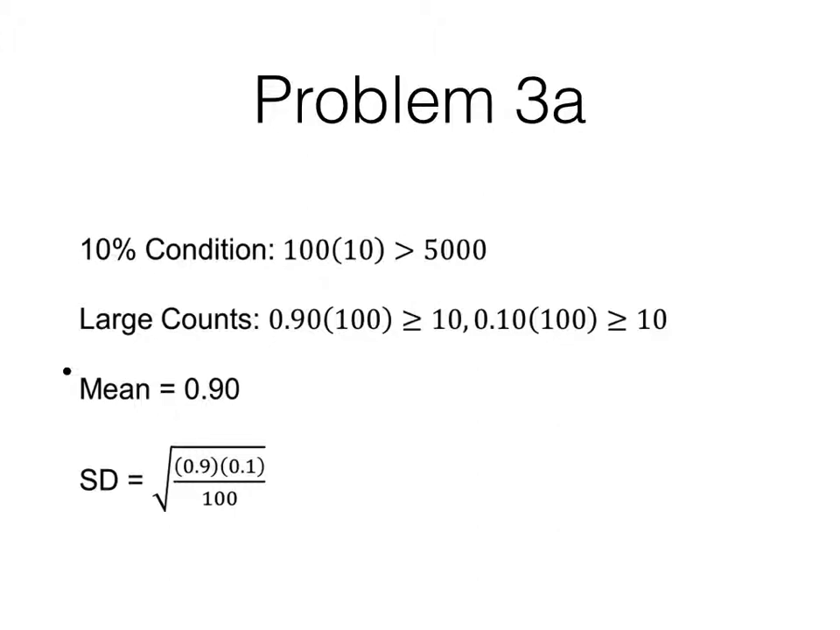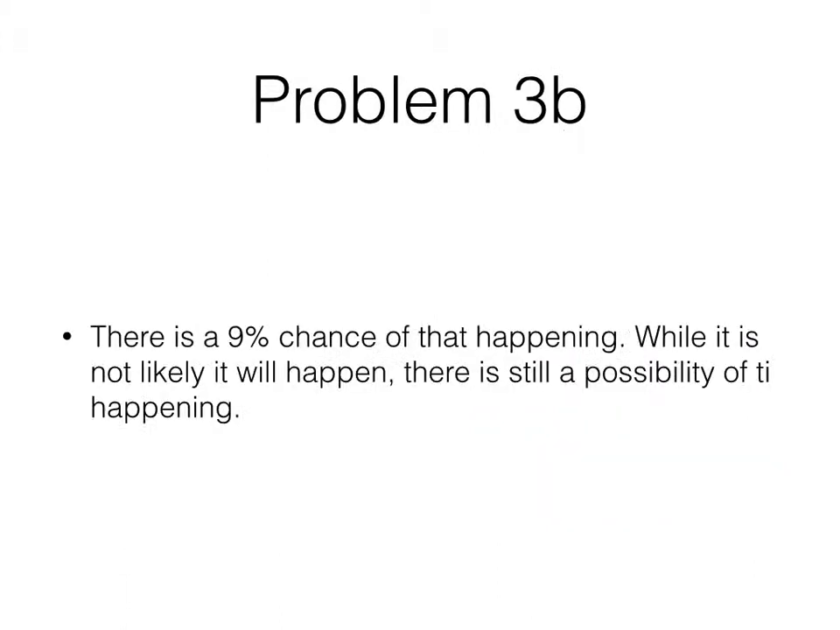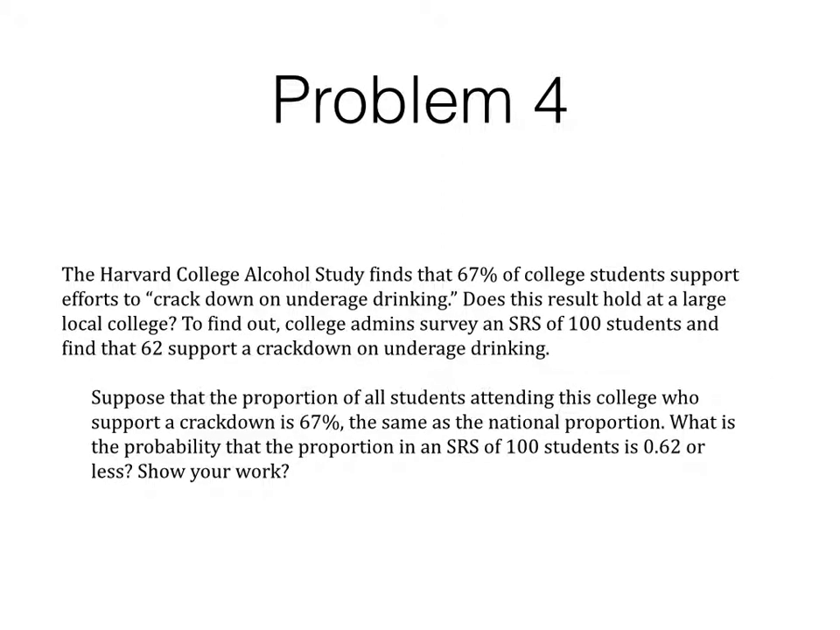Plug that into your calculator, and you have a probability of 0.09. Remember, you are looking for less than 0.86. So there's a 9% probability that an SRS of 100 orders will have a sampling proportion of less than 0.86. While it is not likely to happen, there's still a possibility of it happening.